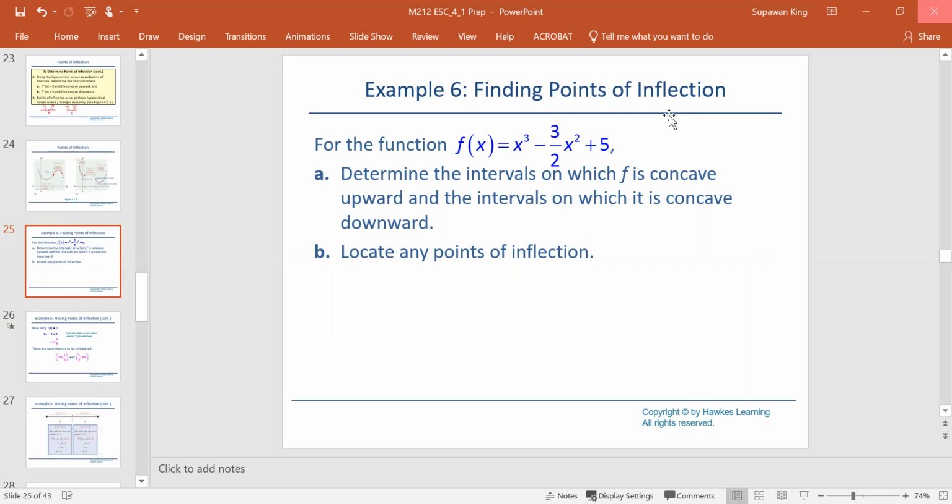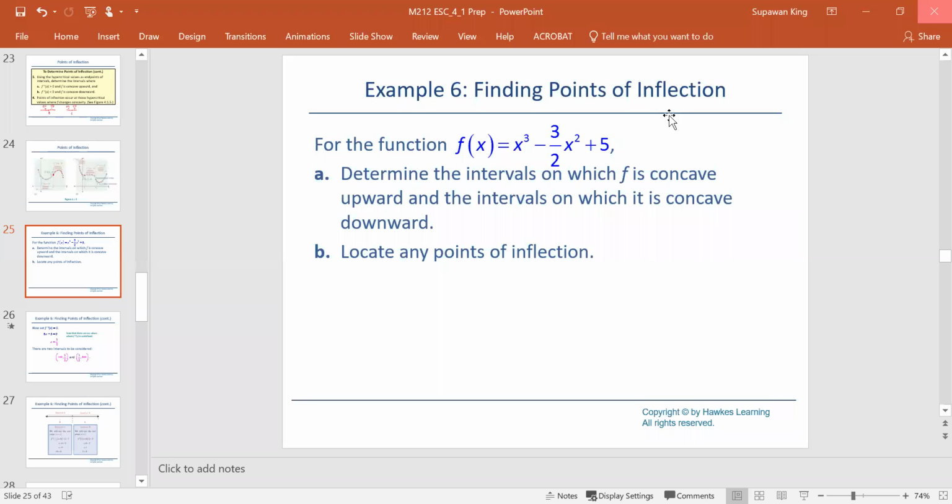Let's look at the example. For the function f of x equals x to the third minus 3 over 2 x squared plus 5, part A, determine the intervals on which f is concave upwards and the intervals on which it is concave downward. And then part B, locate any inflection points.